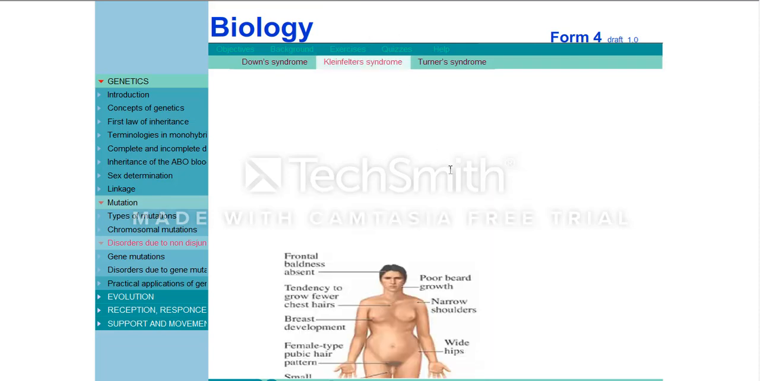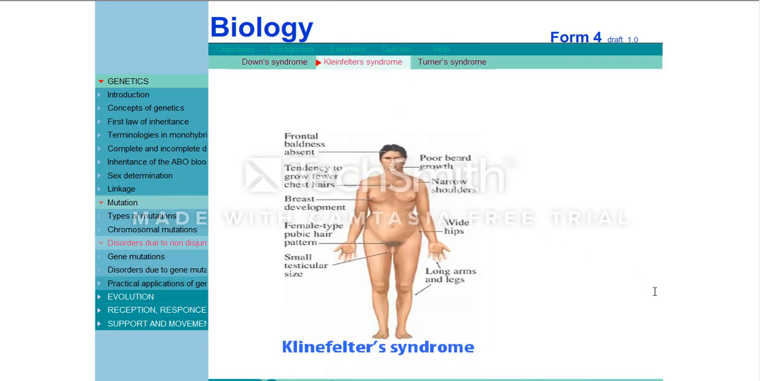Klinefelter's syndrome. Individuals with Klinefelter's syndrome have an extra sex chromosome, hence they have a total of 47 chromosomes in their cells. Symptoms of Klinefelter's syndrome in males include underdeveloped testes, breast development, reduced facial hair, and taller than average with signs of obesity. Persons with XXX constitution appear relatively normal in most characteristics.